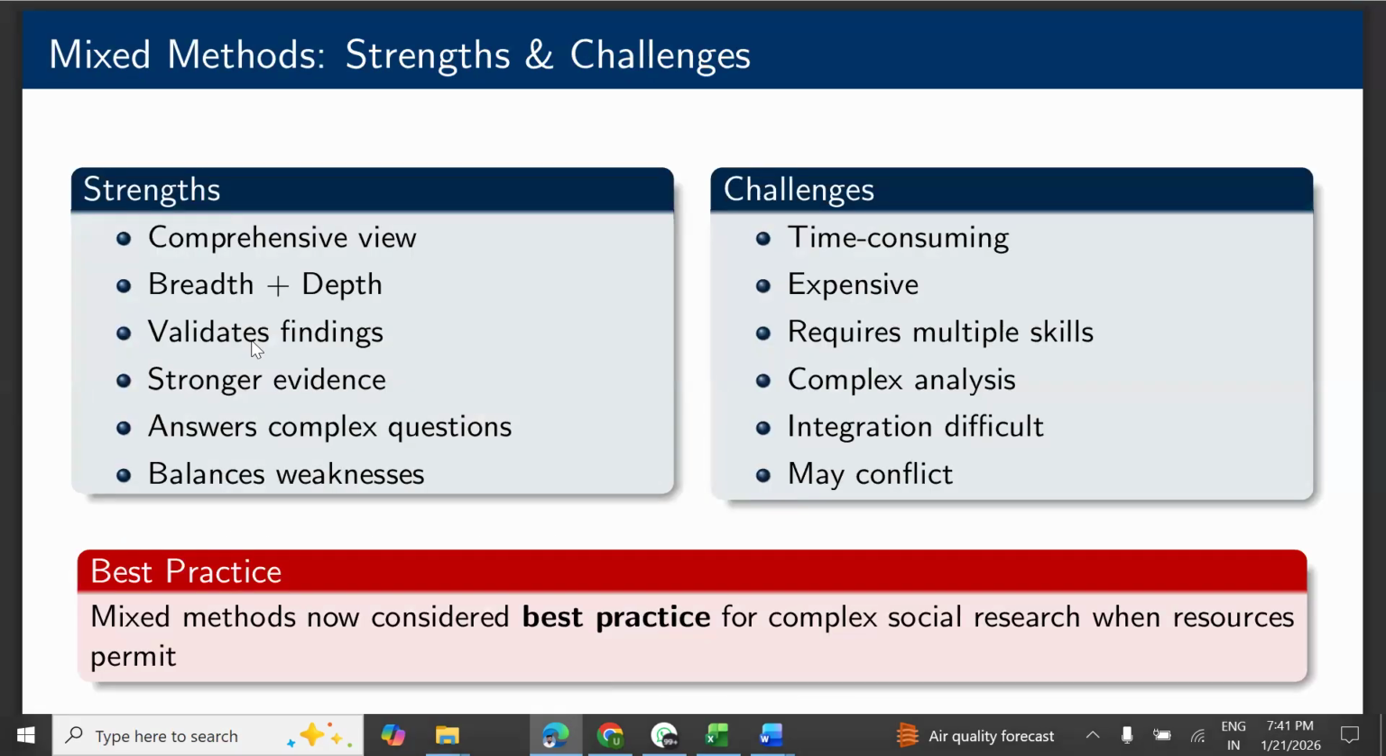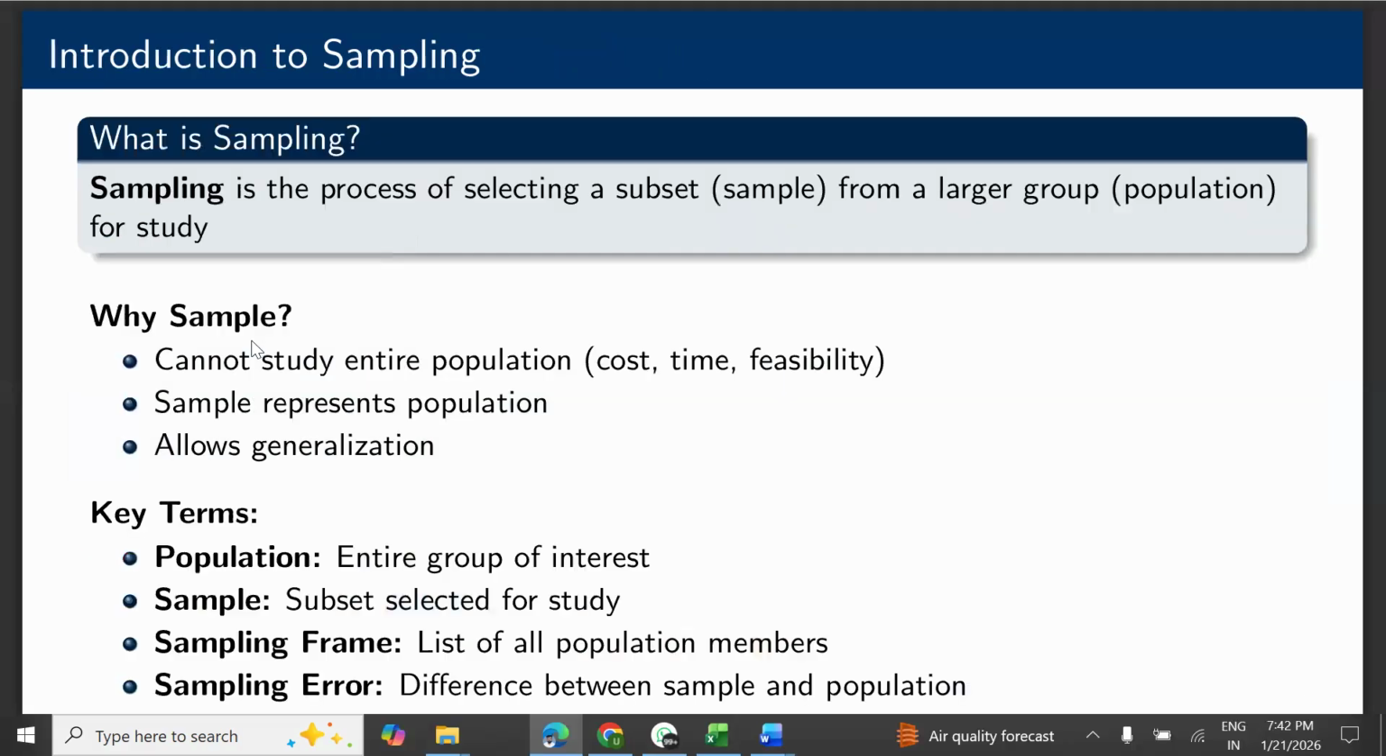So now let's try to understand the strengths and challenges of following mixed methods of research. Strengths are a comprehensive view, which includes breadth and depth. It validates findings, gives stronger evidence, answers complex questions, and balances weaknesses. Challenges are that it is time consuming, expensive, requires multiple skills, complex analysis, integration is difficult, and findings may conflict. So the best practice is mixed methods. Consider it the best practice for complex social research when resources permit.